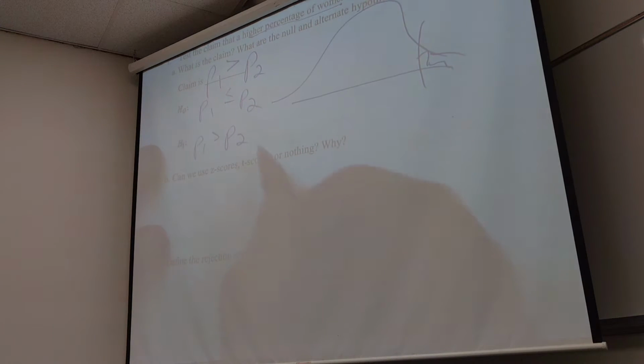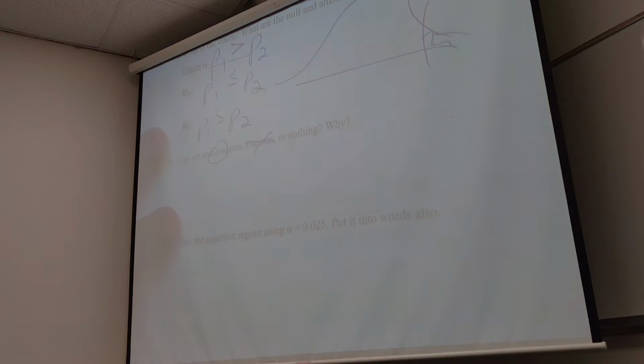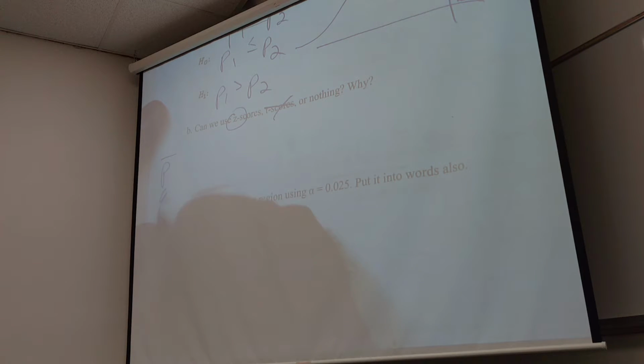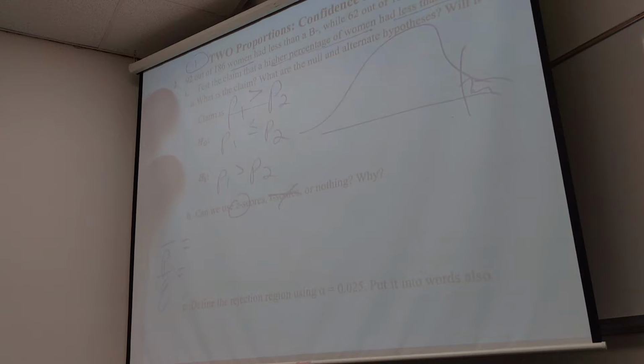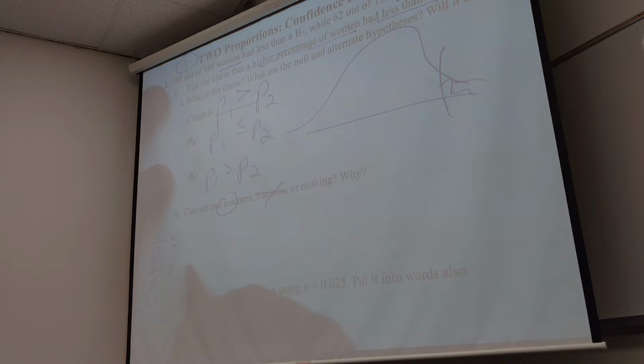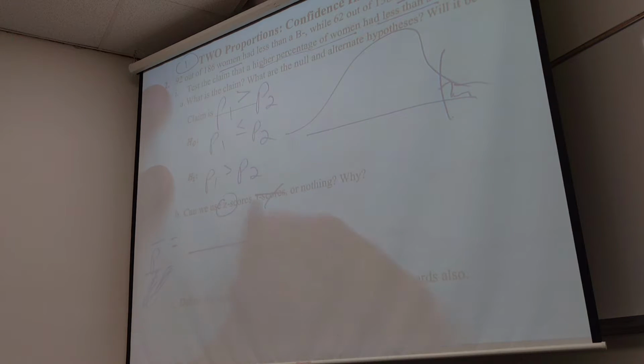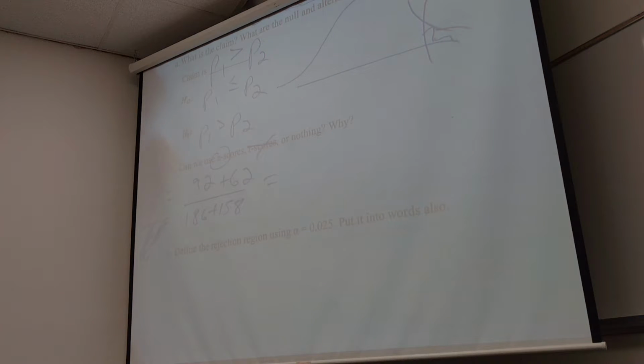Okay. We know it's not T. Why is it Z? What do we check? Well, we check, again, I don't know why I put that way down there. So we need to calculate P bar. How do I calculate P bar? It's going to be, how many total people? 186 plus 158. And how many total successes? 92 and 62. So it'll be 154 out of 344.